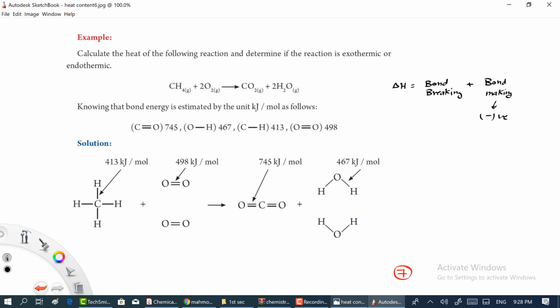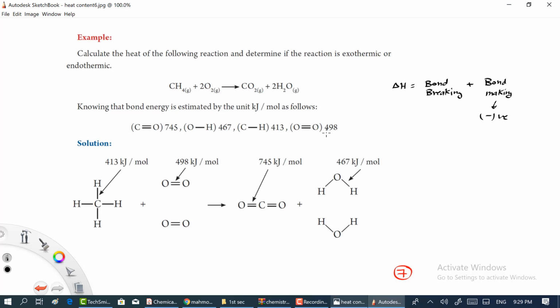If we put it as positive, we must put the negative sign. Firstly, calculate the heat content of the following reaction and determine whether the reaction is exothermic or endothermic. If the total value of the reaction is negative, it will be exothermic. If the total value is positive, it will be endothermic. Firstly, we have methane and 2 oxygen molecules; balance the equation, giving CO2 plus 2H2O. Looking at the bonds: C=O is 745, O-H is 467, C-H is 413, and O=O is 498.